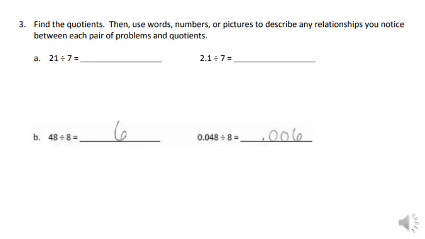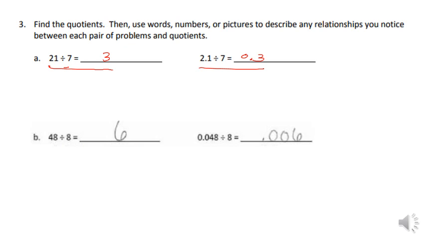Question 3 says find the quotients, then use words, numbers, or pictures to describe any relationship you notice between each pair of problems and the quotients. Well, we know 21 divided by 7 is 3 because 3 times 7 is 21. If I know 21 divided by 7 is 3, then 2 and 1/10 divided by 7, or 21 tenths divided by 7, is going to give me 3 tenths. Now, if you notice, all the digits are the same. It's just the placement of the decimal point that made the difference.